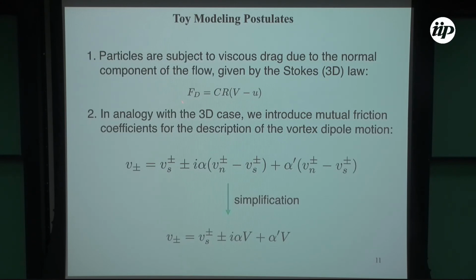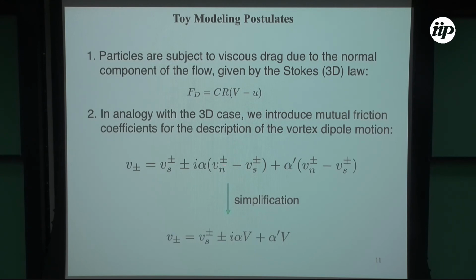So the drag force will be given by some constant, the drag coefficient, multiplied by the particle radius, multiplied by the external velocity minus the velocity of the particle. So that when the particle's velocity is identical to the external velocity, you have no drag. You reach the asymptotic velocity. This is the friction force that acts on the particle due to the normal component of the flow.